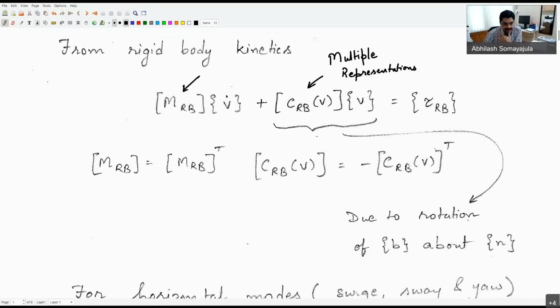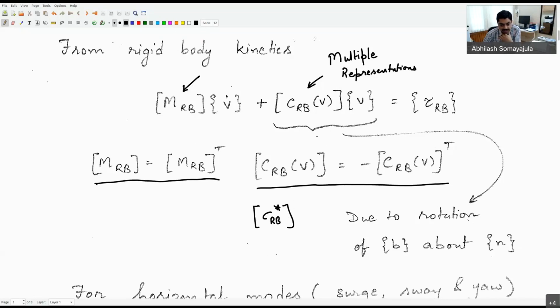Remember that the mass matrix is a symmetric matrix. We had already seen this part, and the CRB matrix can be parameterized as a skew symmetric matrix when we consider the nonlinear Coriolis matrix. Remember that when we linearize this, we get something called CRB star, and we saw that that matrix is not skew symmetric.